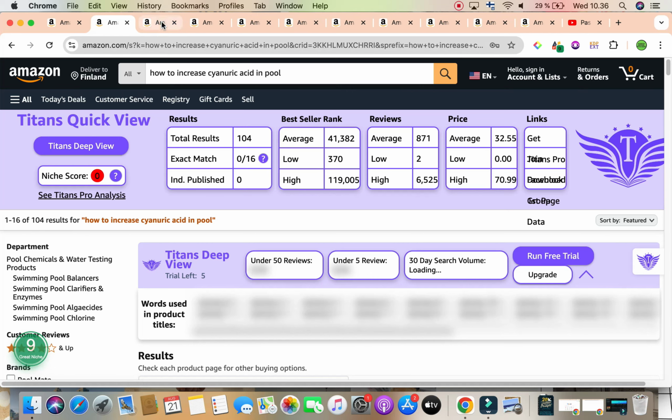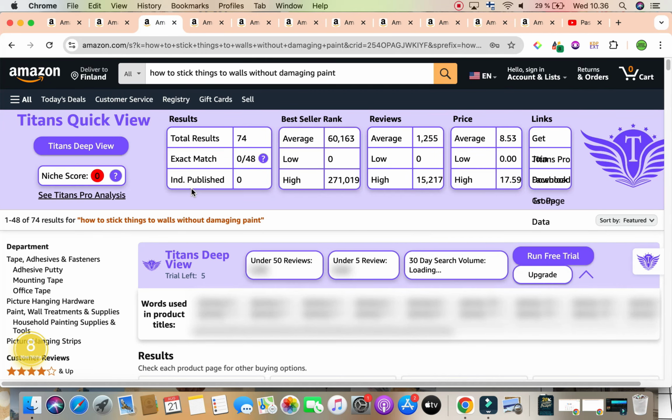Let's head to the third keyword for the day, and it is how to stick things to walls without damaging paint. This is yet again another great keyword to create an ebook for, and you could go ahead and be like the top 30 ways, for example, to stick things to walls without damaging paint. And we have a total results under 1,000 of 74. Average bestseller rank is under 300,000 and it is currently 60,163, just like the way we want it.